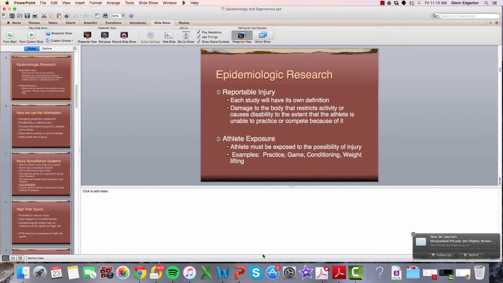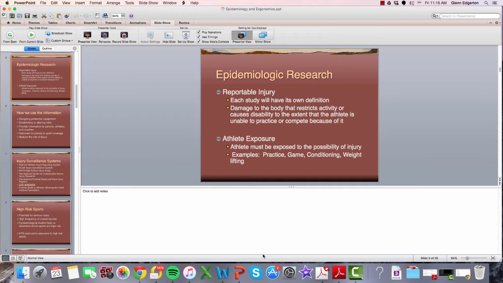Also important during epidemiological research is to make some definitions and make things very well known that are specific to your study. So what is considered to be a reportable injury? If I'm looking at lower extremity injury rates with volleyball players, well, what is considered to be a reportable injury? Does that have to be something that is determined by time, by grade, by how long it takes them to return to play? You're going to have to determine what you consider to be a reportable injury. And that might be, as it says here, damage to the body that restricts activity or causes disability to where the athlete's unable to practice or compete.